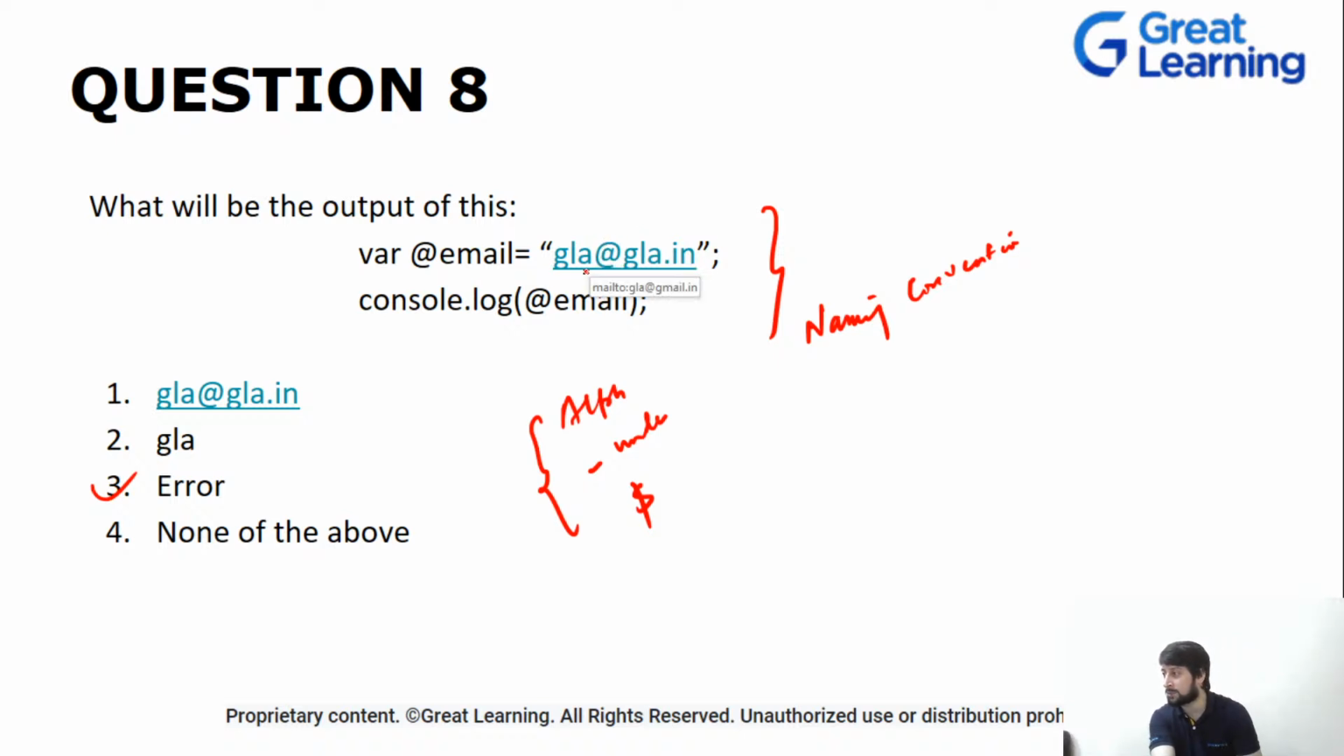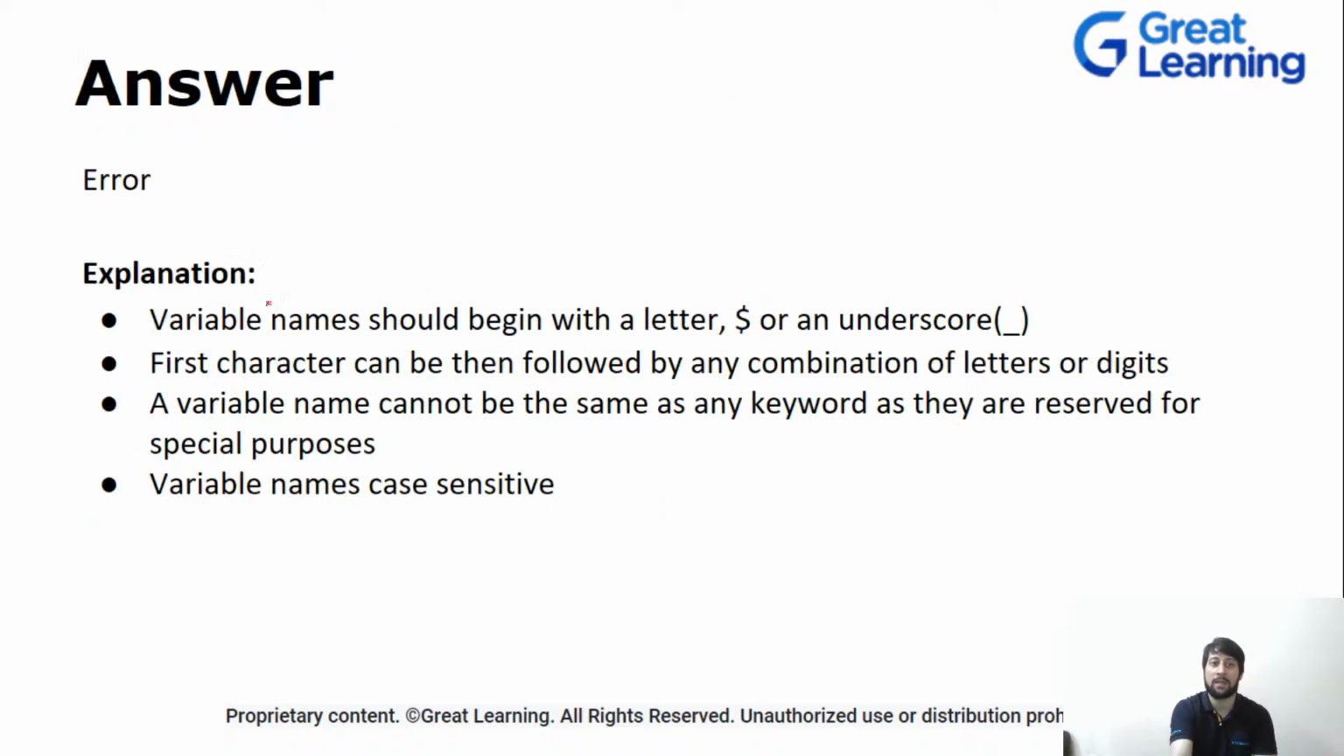Special characters cannot be used in a variable name over here, but if you write email@ this will work. So the correct answer is error. Variable naming should begin with either a letter, a dollar or an underscore. The first character should be among these, then it can be followed by any letter or digit.